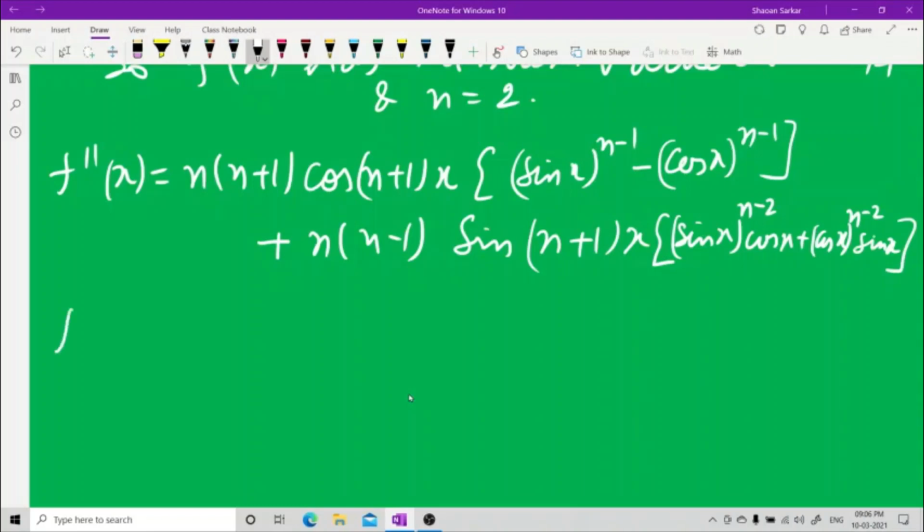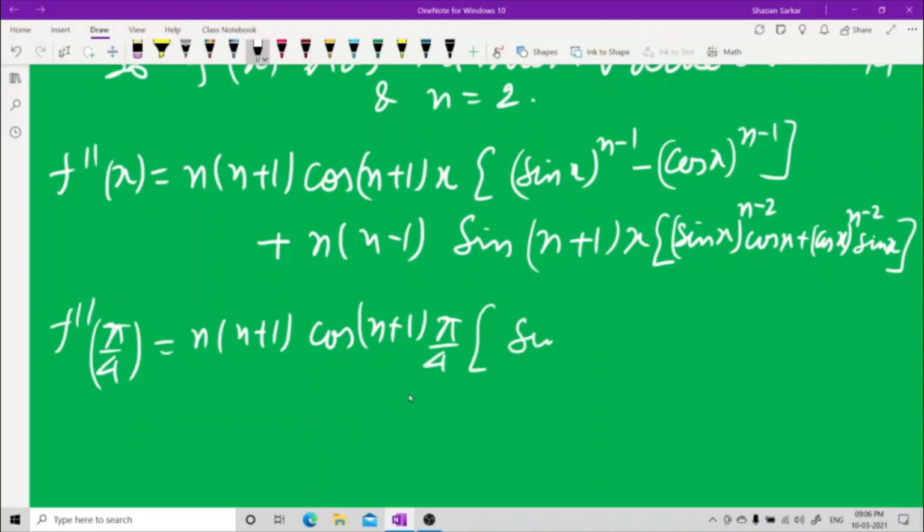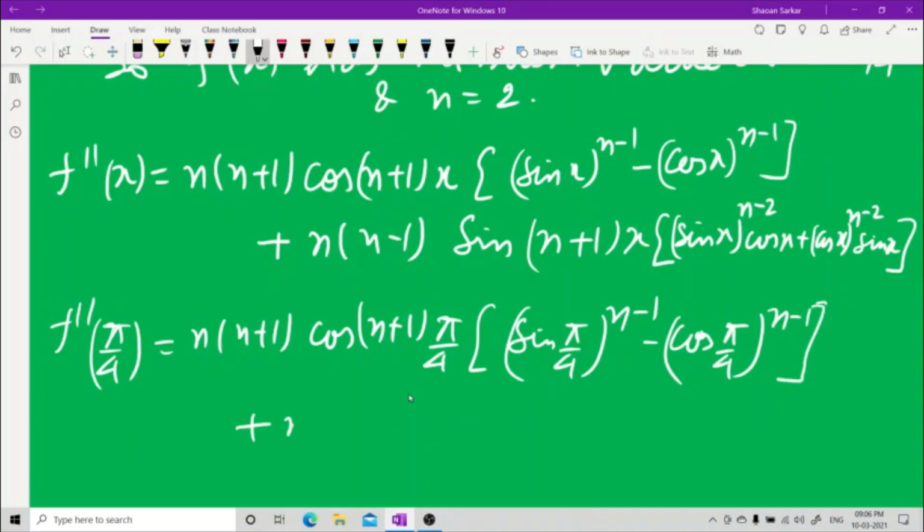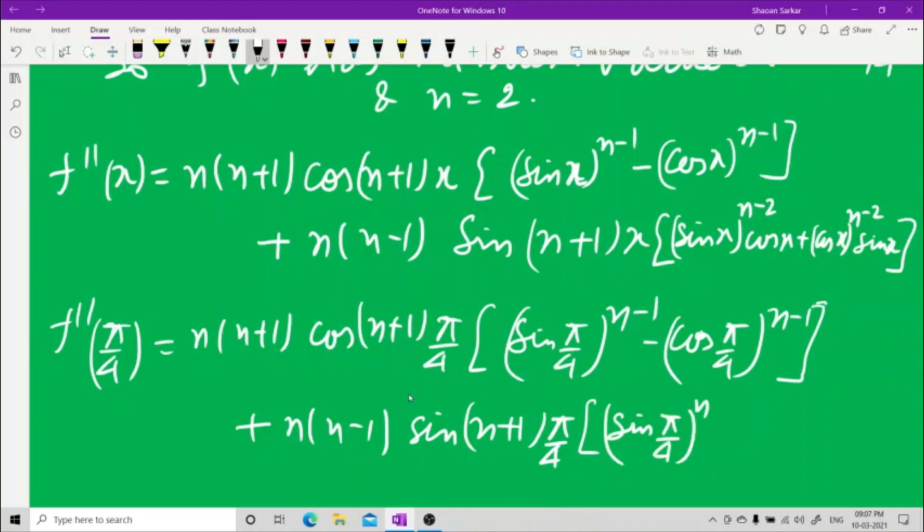Now this way it is. Now f double dash pi by 4, you have n into n plus 1 cos n plus 1 pi by 4, then you have bracket sine pi by 4 to the power of n minus 1 cos pi by 4 to the power of n minus 1 bracket close, plus n into n minus 1 sine n plus 1 pi by 4, then it is sine pi by 4 to the power of n minus 2 cos pi by 4 plus cos pi by 4 to the power of n minus 2 sine pi by 4.